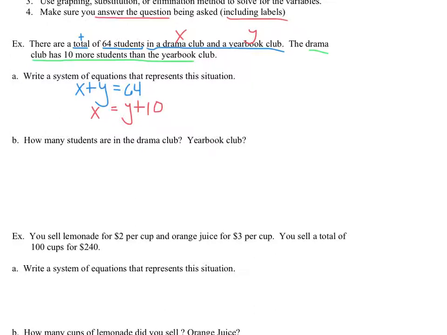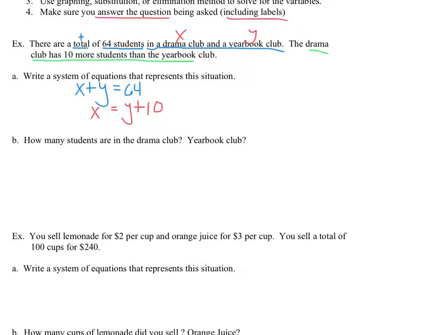This one's a tricky one. It takes practice getting good at it. But think about it that way. The drama club, let's say, has 24 students. Well, hopefully you would be good with saying that that means the yearbook club has 14, because it's 10 less than the other one.